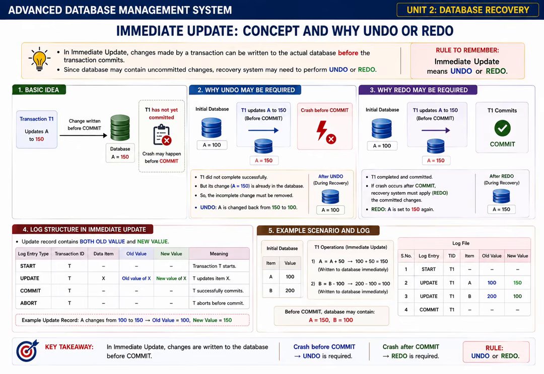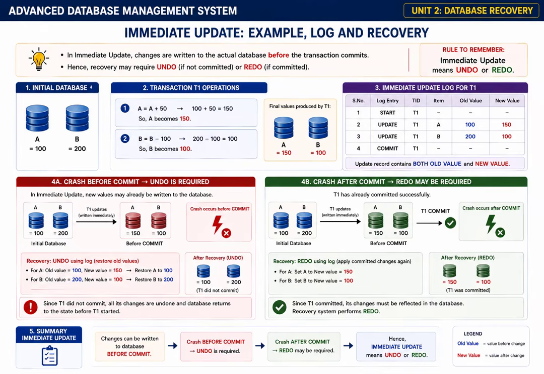Now, this also explains why immediate update stores both the old value and the new value in the log. Suppose the log tells us A changes from 100 to 150. Here, 100 is the old value and 150 is the new value. If T1 fails, the recovery system can look at the log and know exactly what value needs to be restored. It can take A from 150 back to 100. Therefore, the log structure for immediate update contains information such as start, transaction ID, data item, old value, new value, commit, or abort. The most important difference to remember is that the update record contains both the old value and the new value.